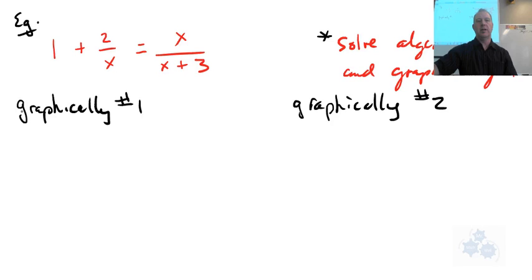So if we're asked to solve this graphically and algebraically, let's talk about graphically first. So obviously this involves rational expressions. We have an equation, we're trying to solve for x. So graphically, there's actually two really different ways you could solve this graphically.